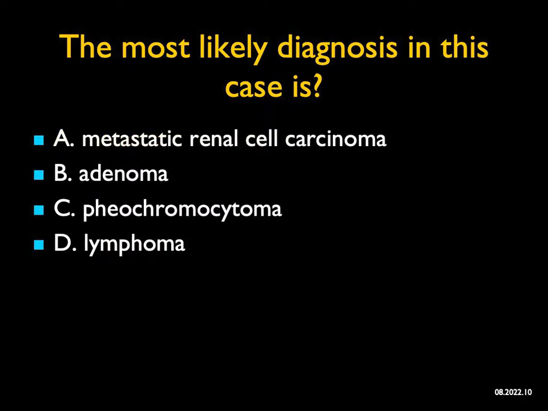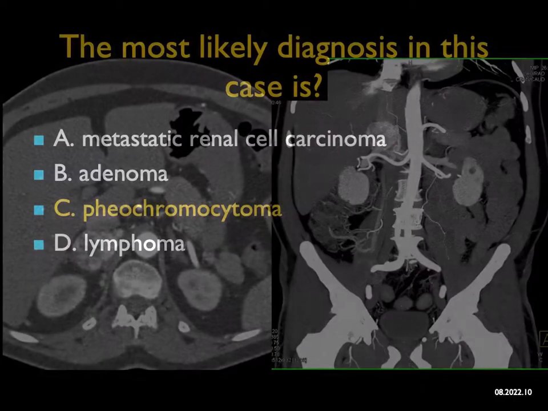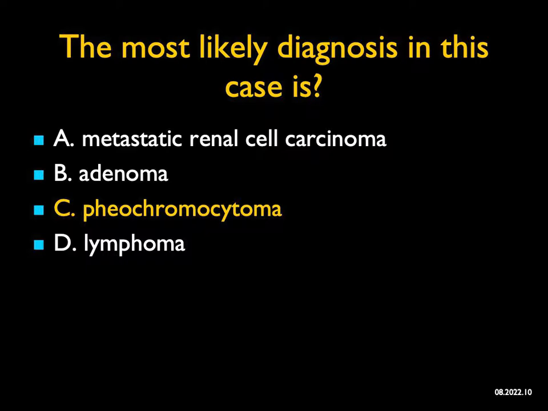The most likely diagnosis in this case, very nice classic example, hypervascular mass in the patient's right adrenal gland. You can see it on the axial or on the coronal MIP. In theory, if the patient had renal cell carcinoma, it could be metastatic renal cell. It's surely not an adenoma, and it's surely not lymphoma. Lymphoma of the adrenal is usually bilateral, but it's hypovascular. Here, this hypervascular lesion, and the kidneys are there. My best bet is pheochromocytoma, and this was a classic pheochromocytoma.